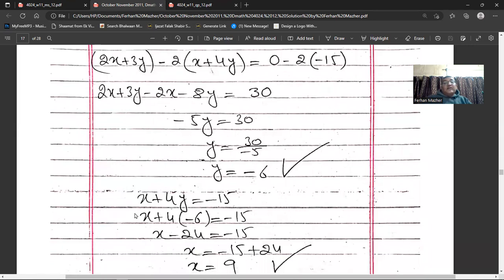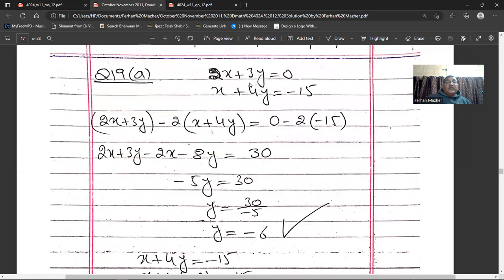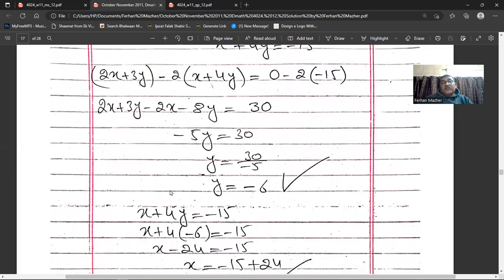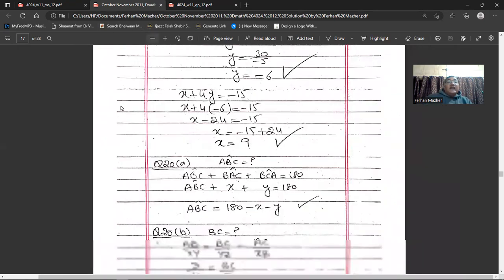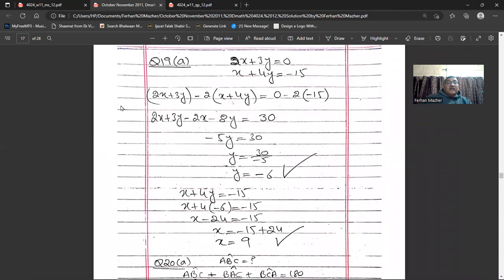Then we will have x plus 4y equals minus 15. And x plus 4 into minus 6, that will be equal to minus 15. I put this value in my second equation. You can put it in the first equation, there's no problem. So x minus 24 equals minus 15. So x will be equal to minus 15 plus 24, x will be equal to 9. So the value of y is minus 6 and the value of x is 9.